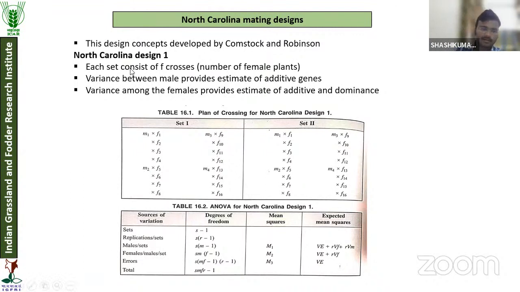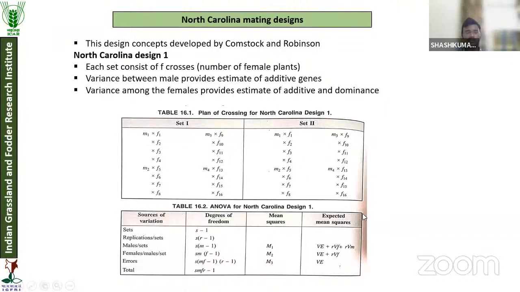In North Carolina design one, each set consists of crosses. Here in the F2 population, you select some parents as males, that is M1, and you cross with a set of females, that is F1, F2, F3, F4. This M1, a male, is crossed with F1 to F4. M2, the second male, is crossed with another, different set of females, which means each male is crossed with a different set of females, and you form a set. Four males and four females, including four different types of crosses, will form set one. Like that, you have different sets and you analyze the data.